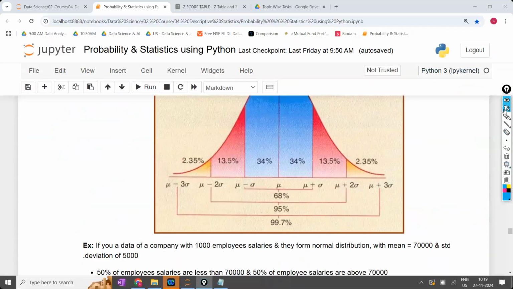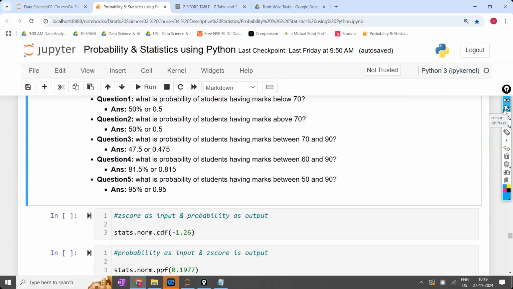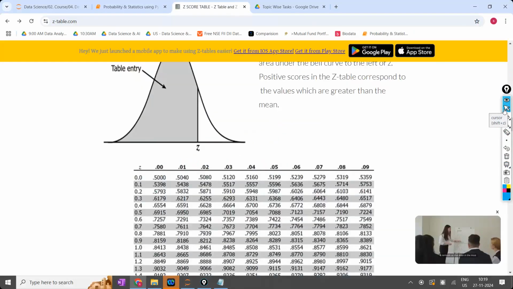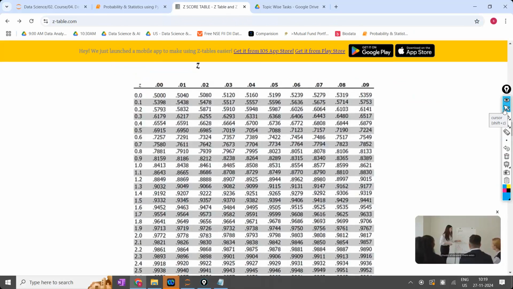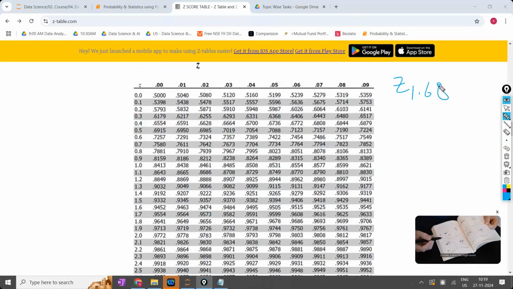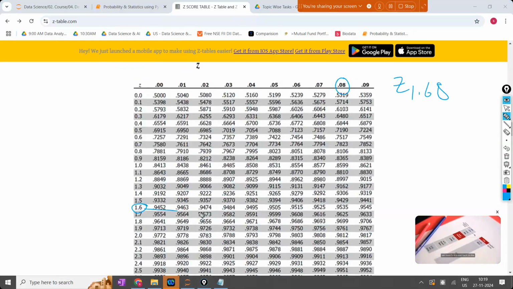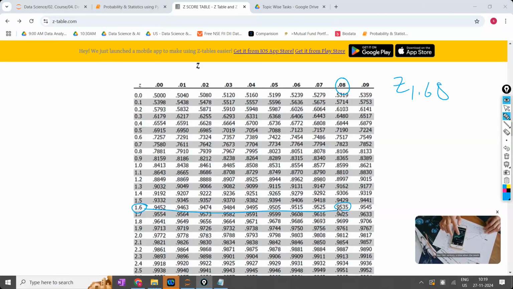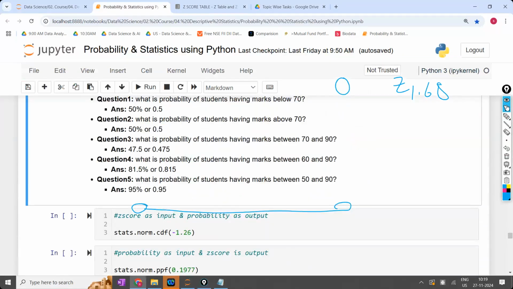Now, okay, sir, everything is done. Now first show us how to calculate using Python. Using Python, you are going to calculate the probabilities from the Z table. Now tell me any Z value here. Let us take some Z value as 1.68. For 1.68, what is the probability value, guys? First, 1.6 you will get here, 8 is here. So this one is 0.9535.